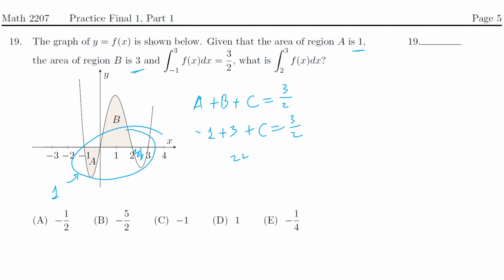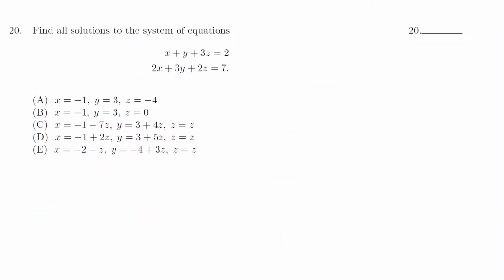So 2 plus c equals 3/2. So c is equal to -1/2. It is A right here. Next, find the solutions to the system of linear equations.